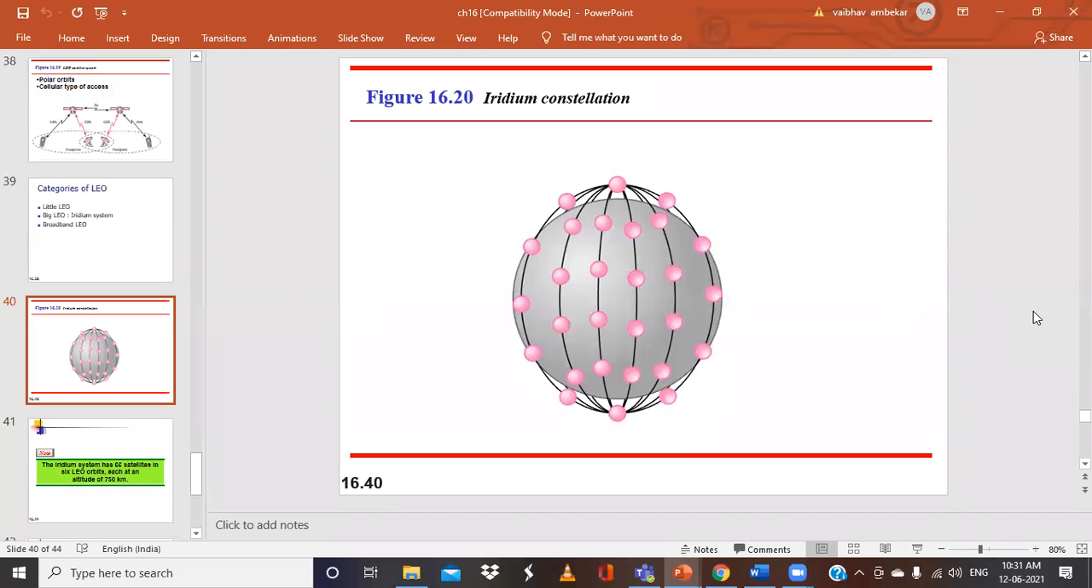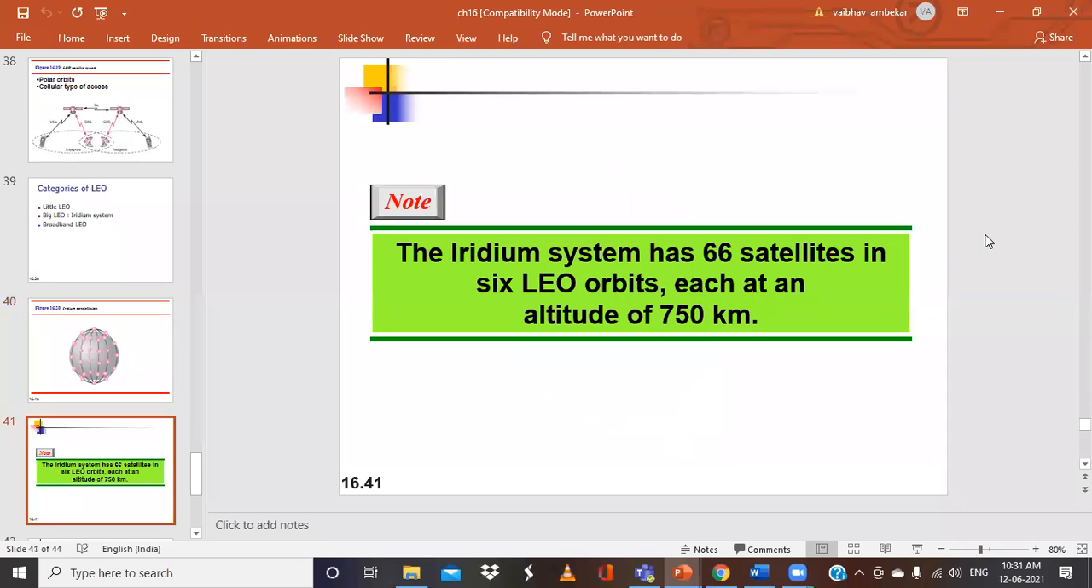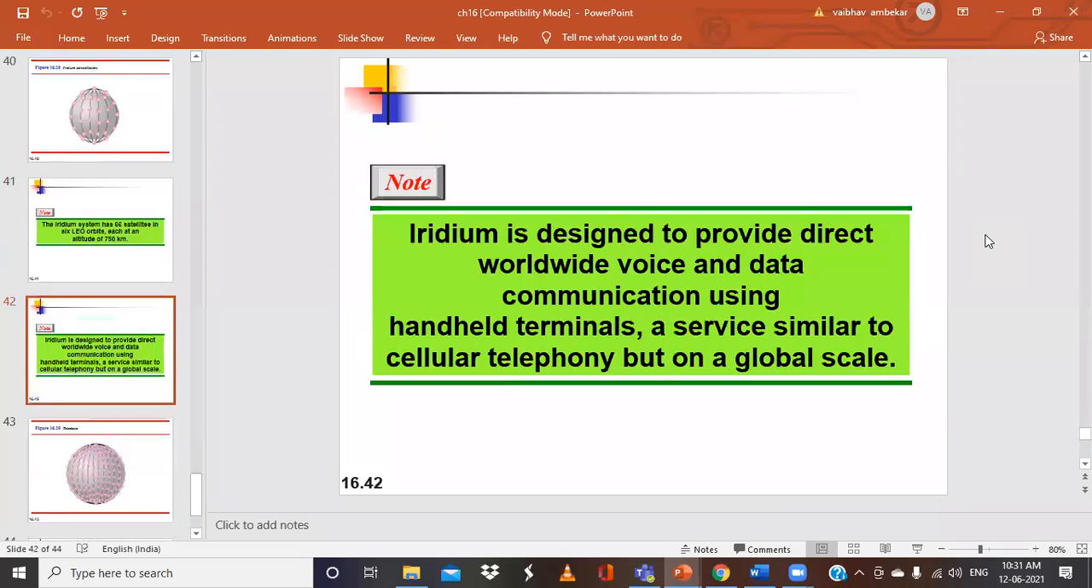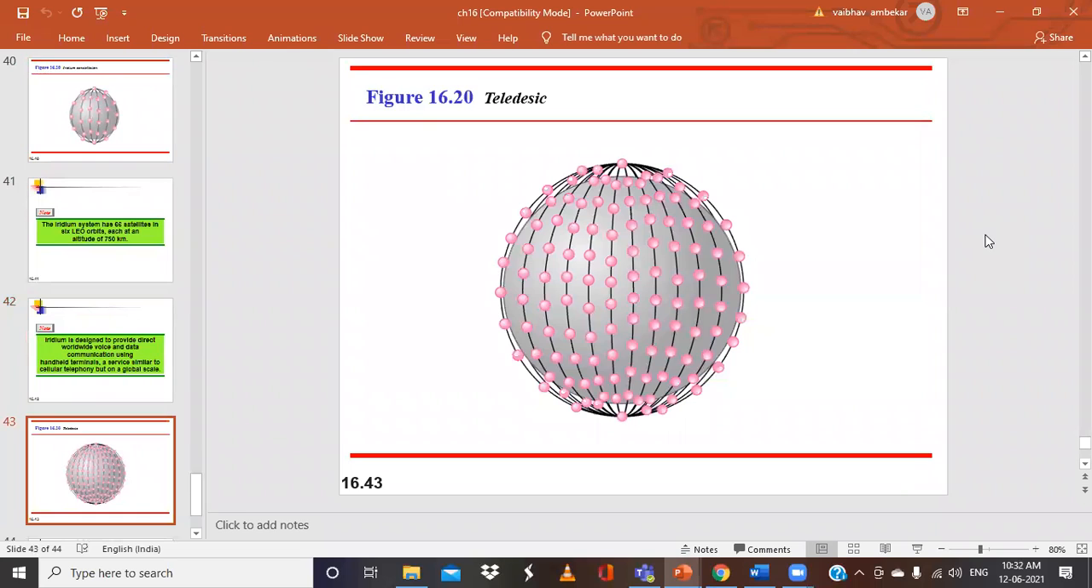An example for this is the Iridium constellation. Constellation means a group of stars, and similarly it is a group of satellites. There are different combinations that we can have. The Iridium system has 66 satellites in 6 LEO orbits, each at an altitude of 750 kilometers. Similarly, we have Teledesic. So these are different examples of LEO satellites.